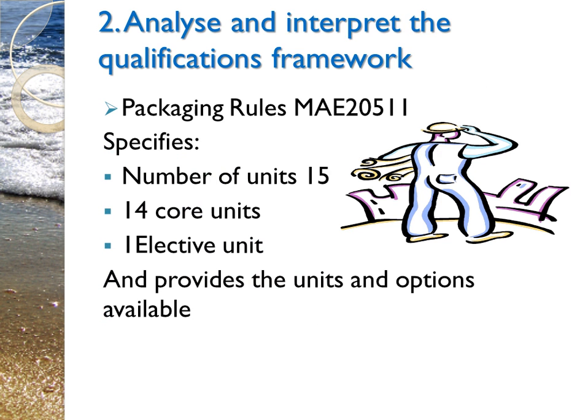Now the packaging rules for this MEA20511 and for every other qualification you pull it down for, it specifies the total number of units. In this case it's 15 to do the Certificate 2 level. Those 15 units are made up of 14 core or compulsory units and 1 elective. The PDF also provides the units and the options available, and the options mainly relate to the elective units.